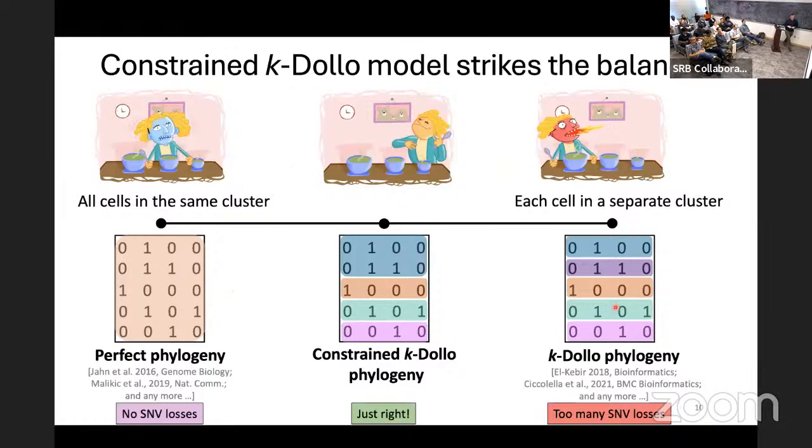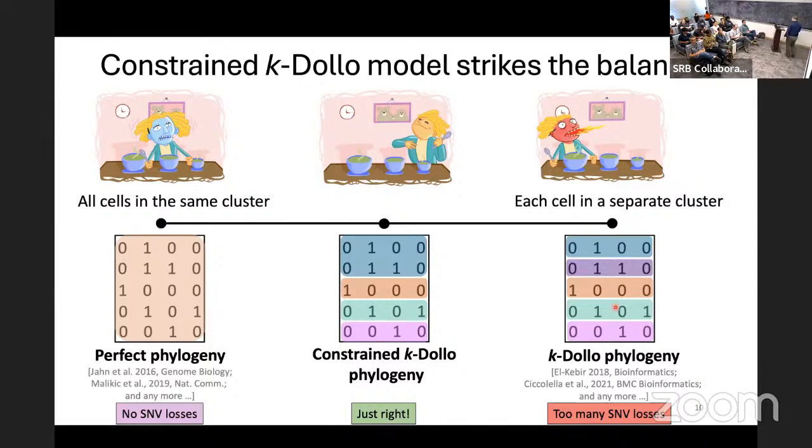Maybe this cartoon will sort of say that this model, the original one that was very restrictive, didn't allow any of these single nucleotide mutations to be lost. That gave us a very rigid tree that was incorrect. This other model where losses could happen anywhere was very permissive, and we ended up with every mutation that occurred being later lost. And this model that's constrained, according to some hint about what these big events are, ends up giving us something in between, right?